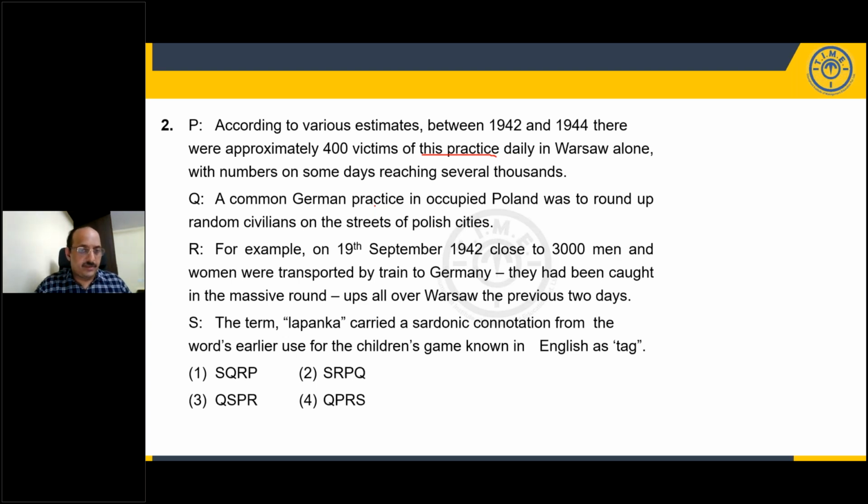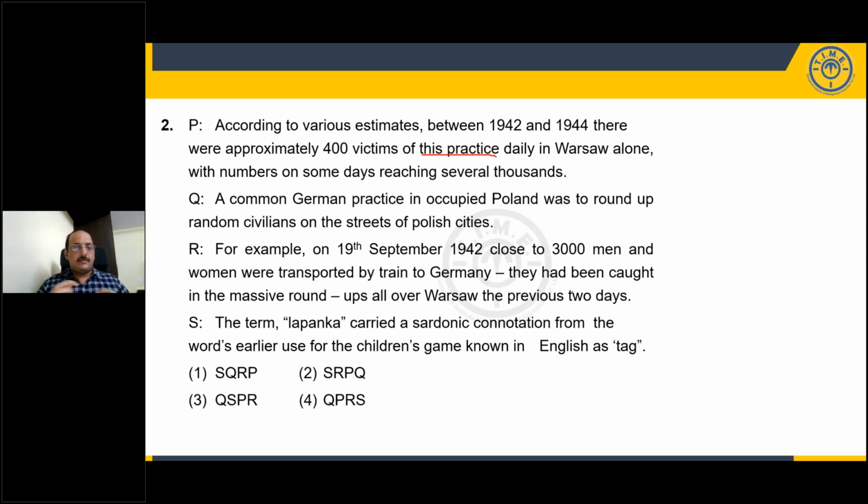For example, now line number R. For example, on 19 September 1942, close to 3,000 men and women were transported by train to Germany. They had been caught in the massive roundups all over Warsaw the previous 2 days. So they've given you a particular day where around 3,000 men and women were transported by train to Germany.